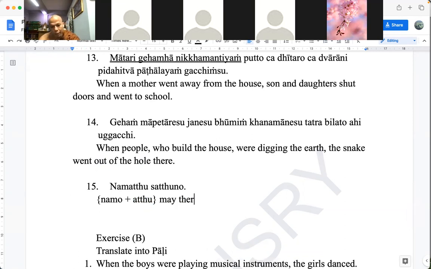So may there be. Okay, namo. Namo means adoration. May there be adoration. So satu no. Satu is satar, to the Lord. So may there be adoration to the Lord. Number 2, satu no.